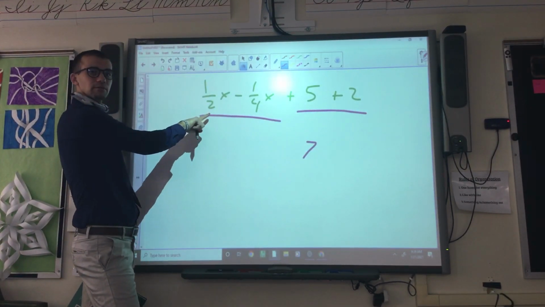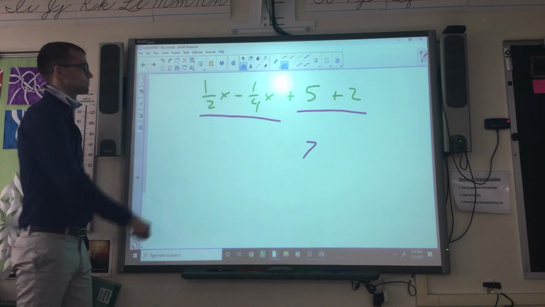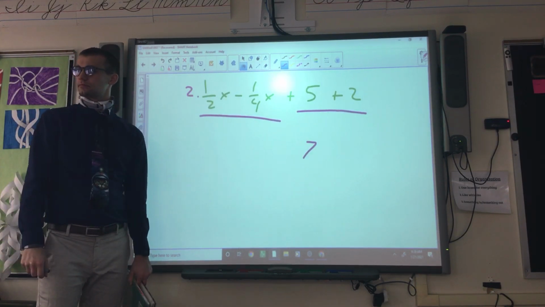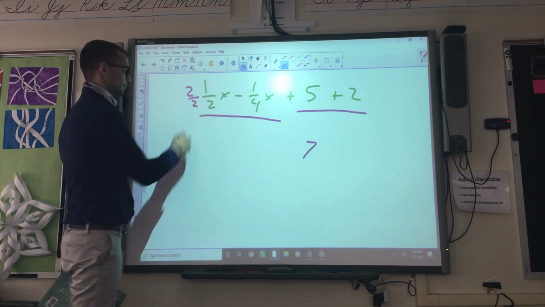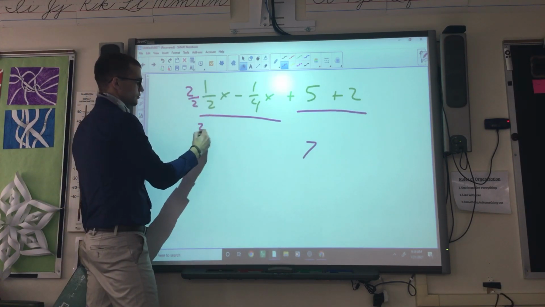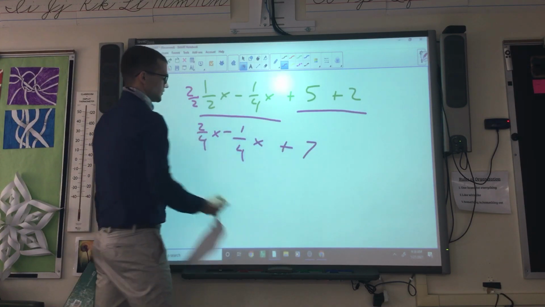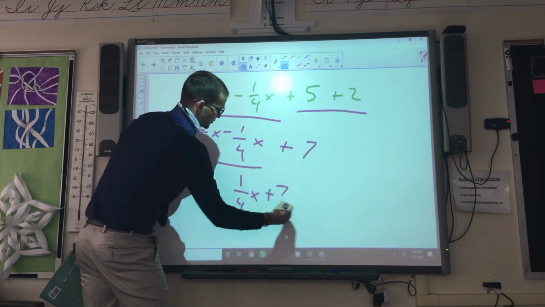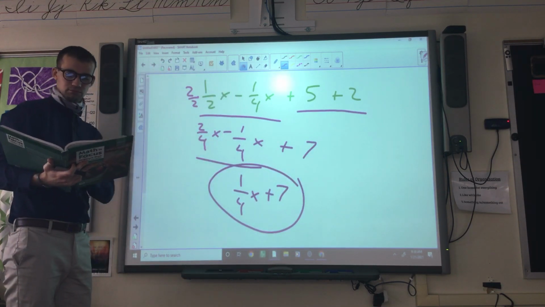Oh yeah, you multiply that by 2. You multiply it by 2 on both sides, on the bottom and on the top. So then you get 2/4 x minus 1/4 x plus 7. This becomes 1/4 x plus 7. Boom, you're done. Good shot.